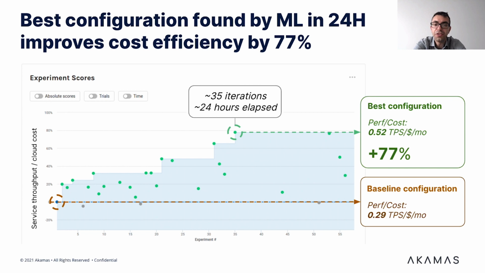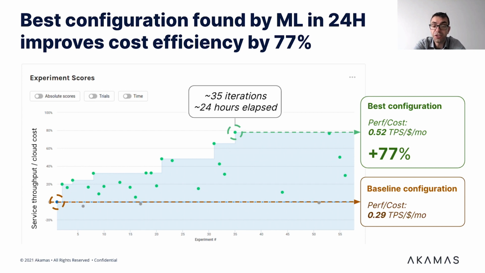In this chart, each dot represents the cost efficiency of the application, which is again the service throughput divided by the cloud cost, as a result of different configurations of the microservices' CPU and memory limits as chosen by the machine learning optimizer. The result of the machine learning-based optimization approach is quite astonishing. A configuration improving the cost efficiency by 77% was automatically identified in about 24 hours.